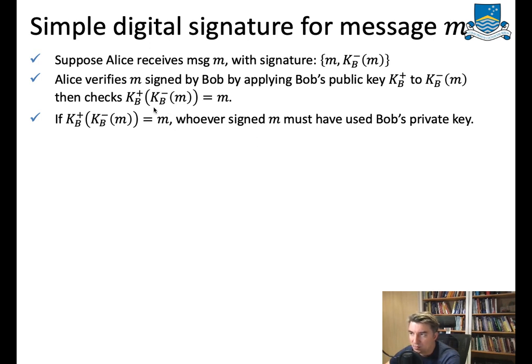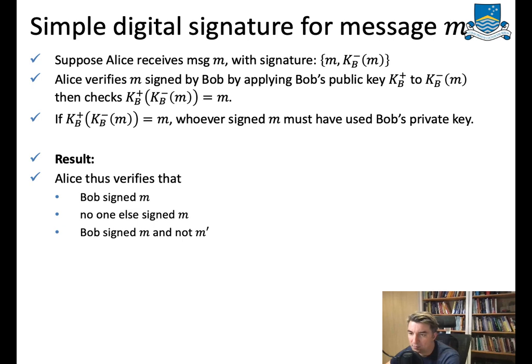This encrypted version is then decrypted by the public key, which is known to everyone, including Alice, to obtain a decrypted message. And if this message indeed is equal to the message that is passed together with the signed document, or passed together with the signature, which is the encrypted document, then Bob indeed signed the document. This allows Alice to verify that Bob signed M and no one else.